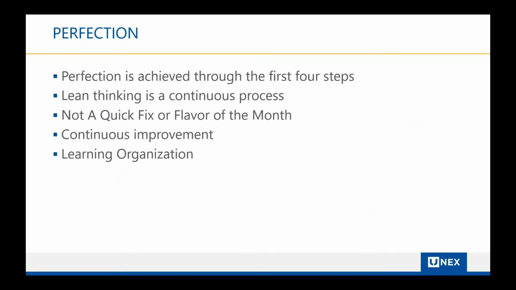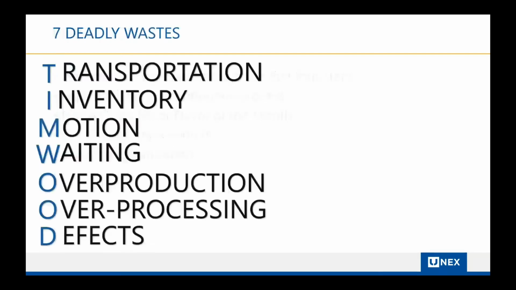So then perfection, which is really just achieved through the first 4 steps. With what I said in the very beginning, lean is a continuous process. It is not a quick fix or flavor of the month. You need to strive for continuous improvement all the time, and create a learning organization where your employees are constantly learning and being part of the process to make the products better. So those are your first 5 principles of lean, and then we can jump into the 7 deadly wastes.